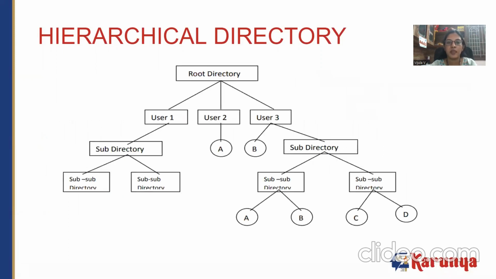So this is the structure of the hierarchical directory. As you can see, there's a root directory, and we have three users, and we also have subdirectories. These users can have their own files. They have subdirectories, and each subdirectory has any number of files which the user requires, allowing a large number of files to be saved, accessed, or created by the users.